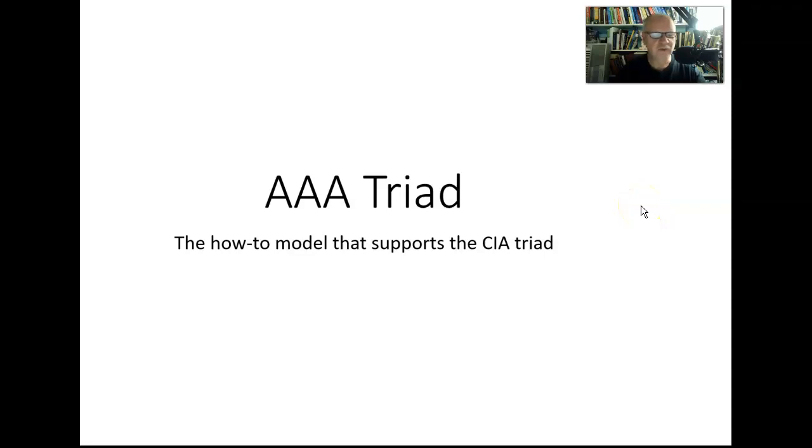The second most popular triad in cybersecurity, right behind the CIA Triad, is the AAA Triad. Now, these are simply different ways of looking at the same thing. They're different perspectives. When you classify something, you have various ways that you can classify it.